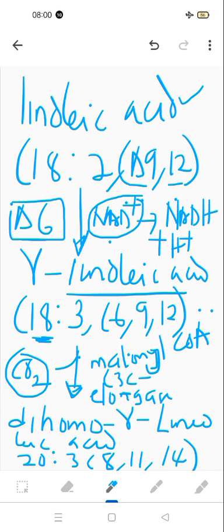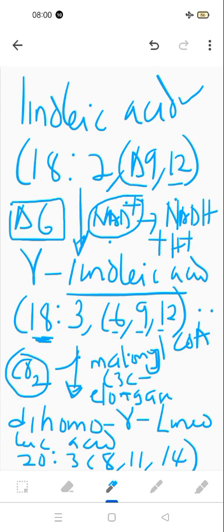Because of the introduction of a new double bond in position 6, we now have an 18 carbon organic compound with 3 double bonds. The double bonds are on carbon 6, carbon 9, and carbon 12. This new compound that is formed is called gamma linoleic acid. It's an 18 carbon octadecatrienoic acid, with double bonds at 6, 9, 12.